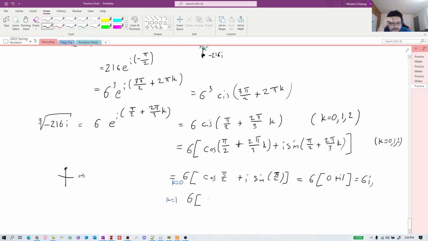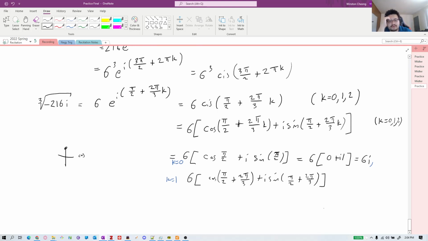For k equals 1, we would have cosine of pi over 2 plus 2 pi over 3, plus i sine of pi over 2 plus 2 pi over 3. Okay, so what angle is this? What is pi over 2 plus 2 pi over 3? That's going to be 3 pi plus 4 pi over 6. So we get 7 pi over 6.